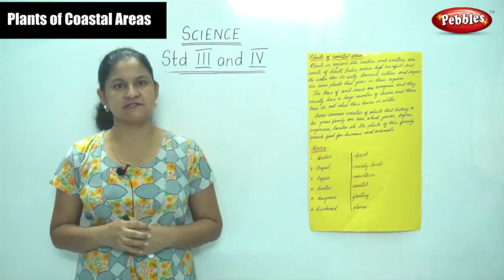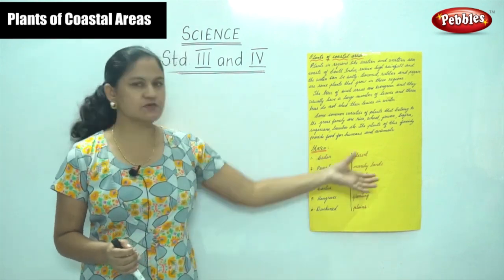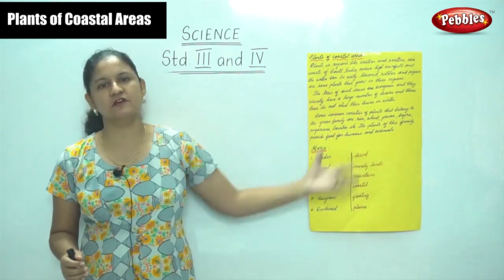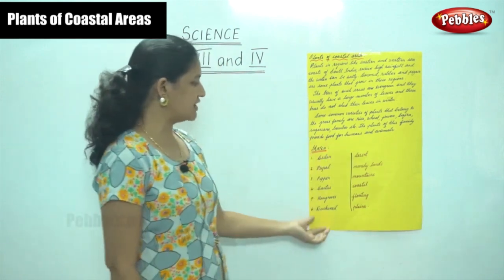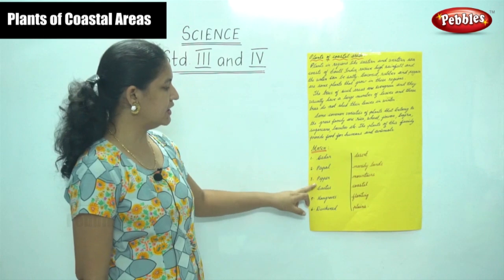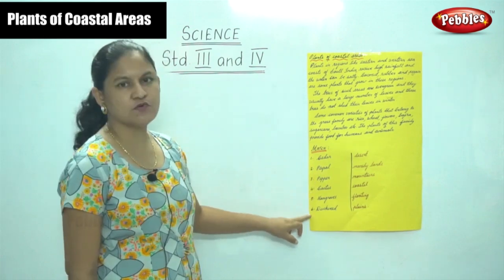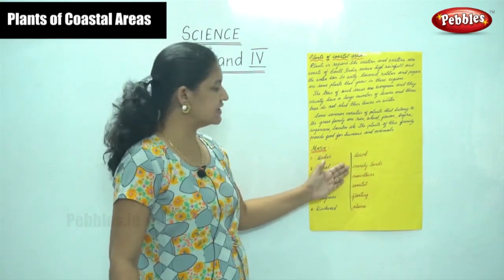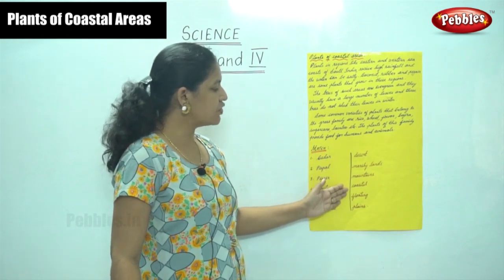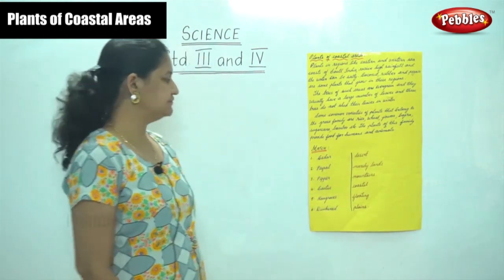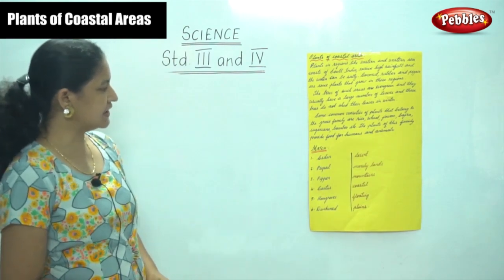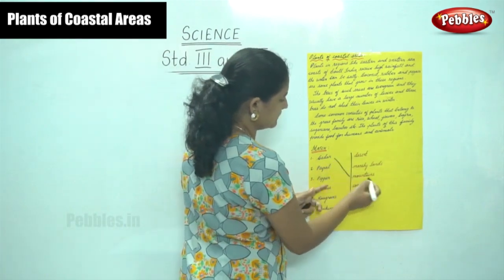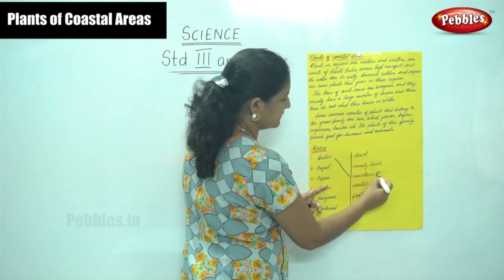Now a small exercise, we are going to match the trees with their area. Just a small exercise for us to recollect what we have learned so far. On one side we have cedar, peepal, pepper, cactus, mangroves and duckweed. And on the other side we have desert, marshy lands, mountains, coastal, floating and plains. So the first is cedar, an example of plants that grow in the mountains.